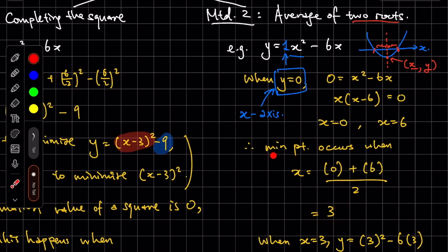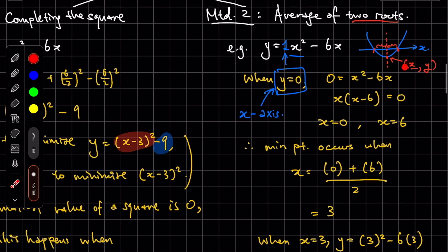That's where you will find your turning point. In this case, it's a minimum point. So I say the minimum point occurs when, and then I find this. Now what else do I need to know? I need the y coordinate, right? I need the x value and the y value. The x value I just found out is 3.